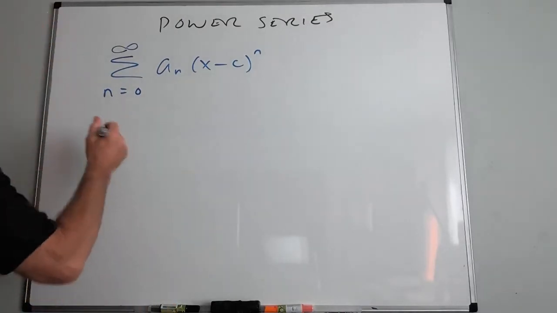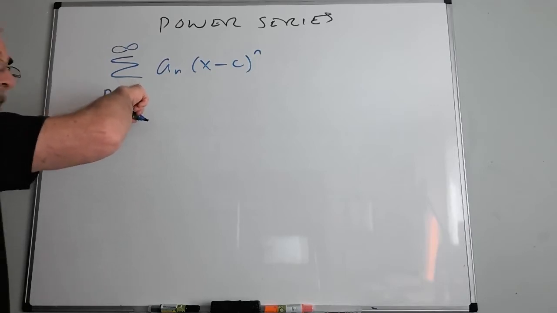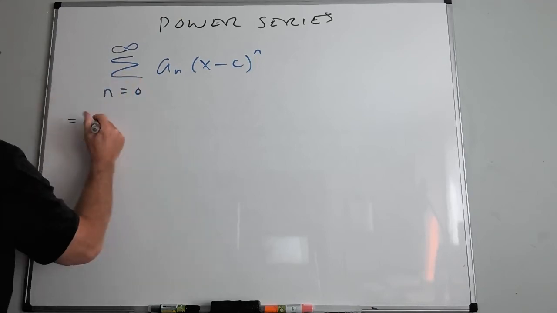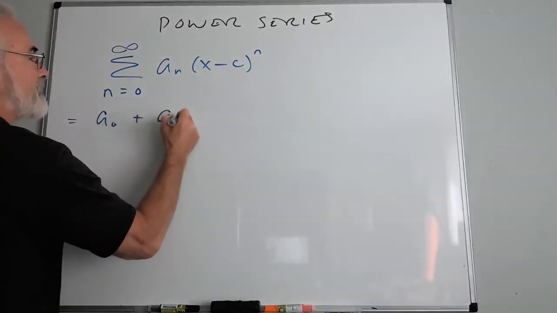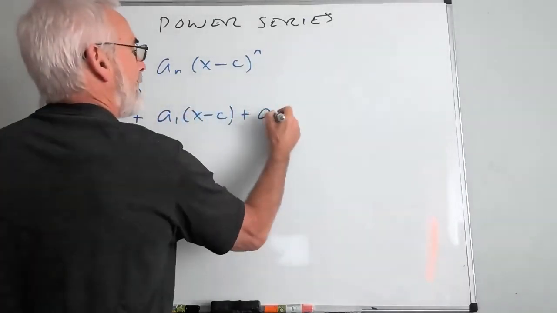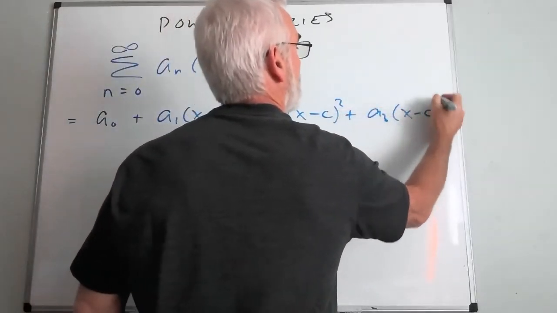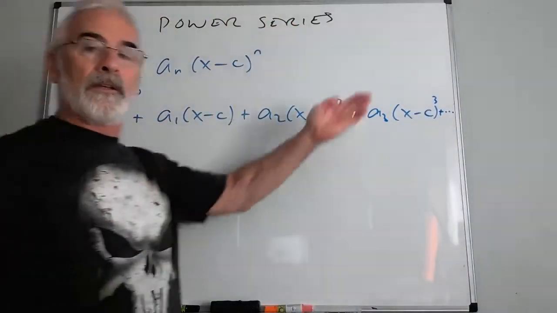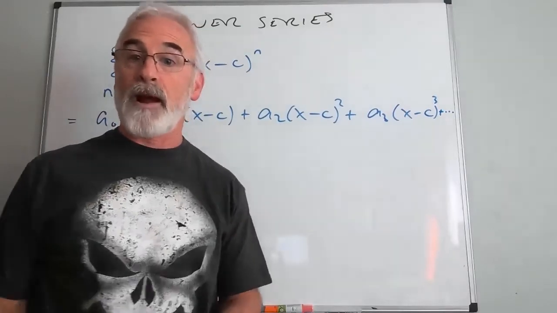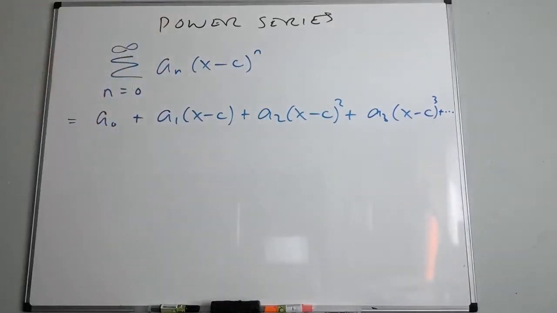So if I expand this, what I see is when n is 0, and from now on, power series pretty much will start at 0, my first term is A0 because this is raised to the 0th power. And then my next term is A1 (x minus c), A2 (x minus c) squared, A3 (x minus c) cubed, and so on. This goes on forever. And what we see is that I'm generating a polynomial. So a power series in this form is a polynomial, and that's actually kind of cool. I have a polynomial of infinite degree.